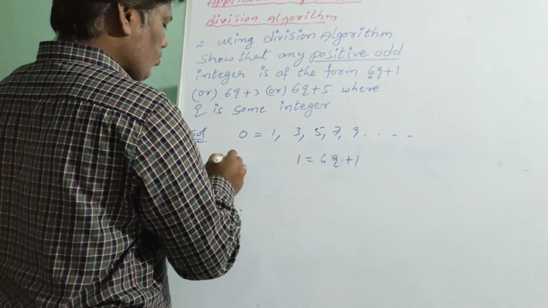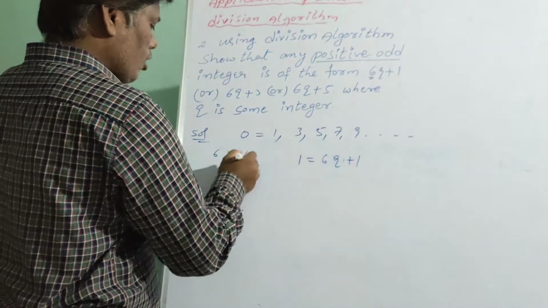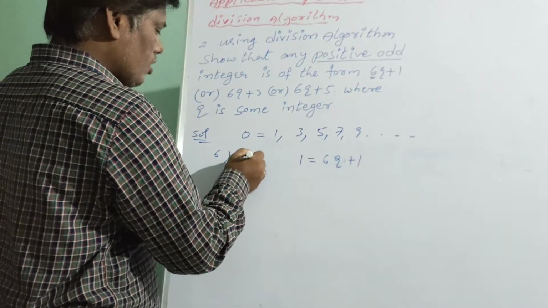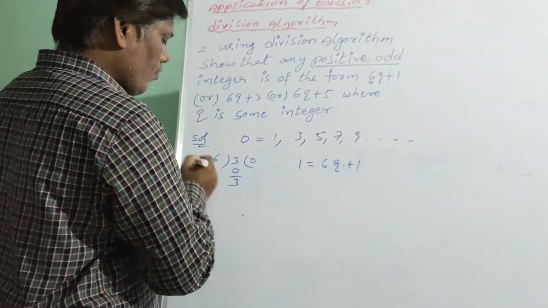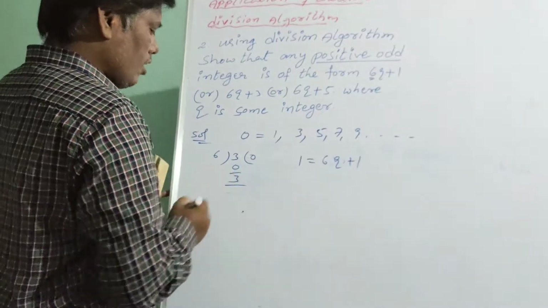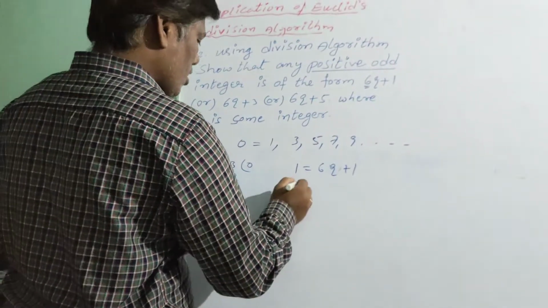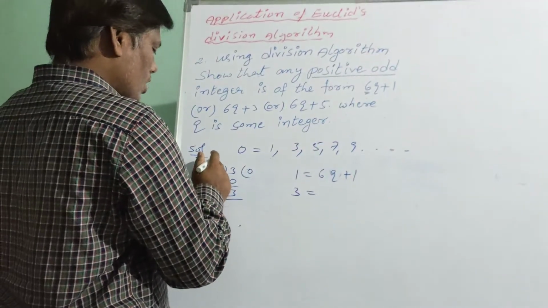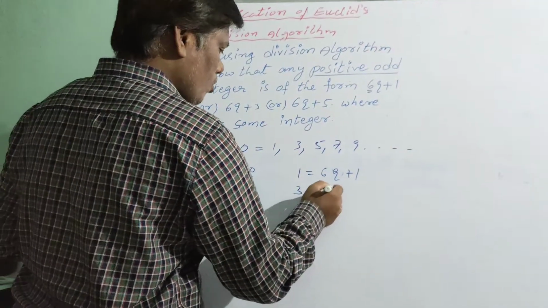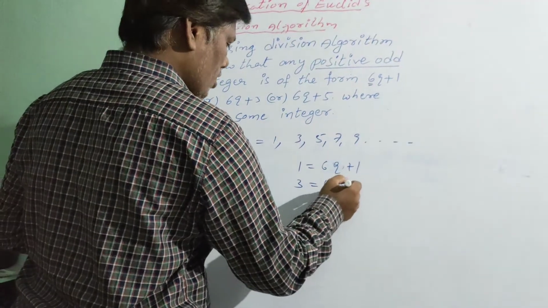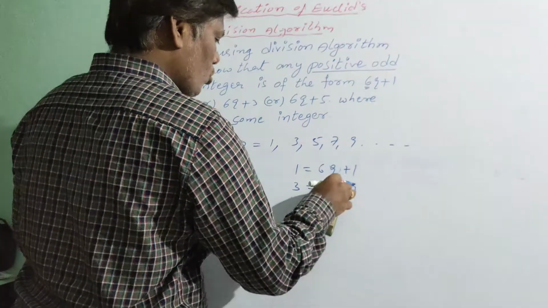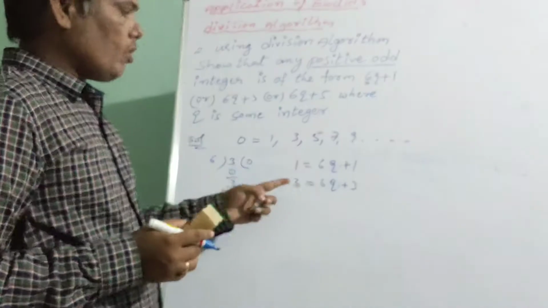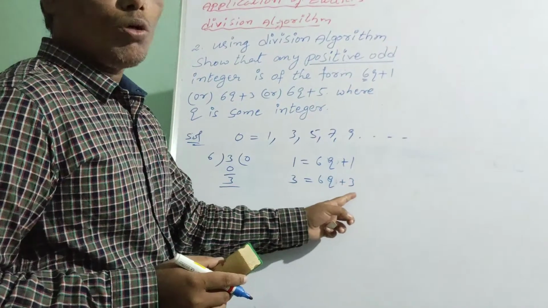Let us take 3 and divide by 6. 6 into 1, 6 won't go. Then 6 into 0 is 0. We will get the remainder 3. So if you express this dividend 3, dividend is equal to divisor into quotient, 6 into 0, plus remainder 3. Some quotient we are getting now, so if you assume it as q, then 3 is in the form of 6q plus 3.